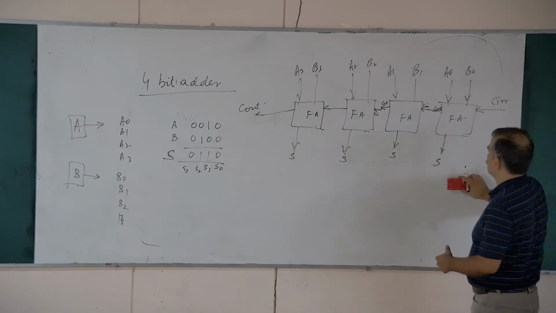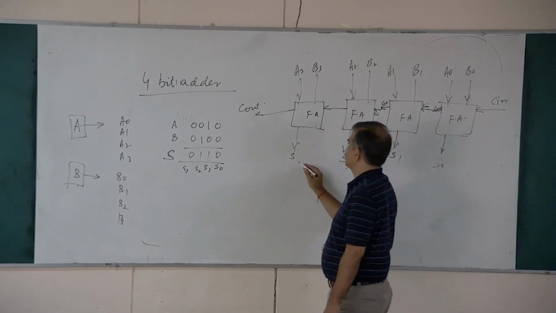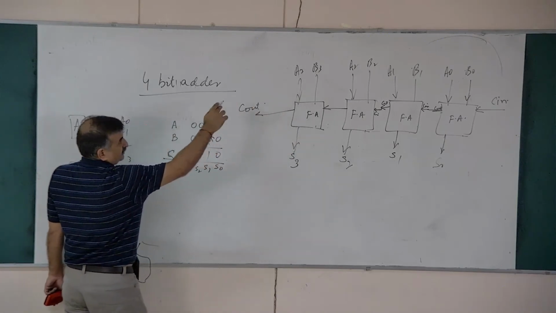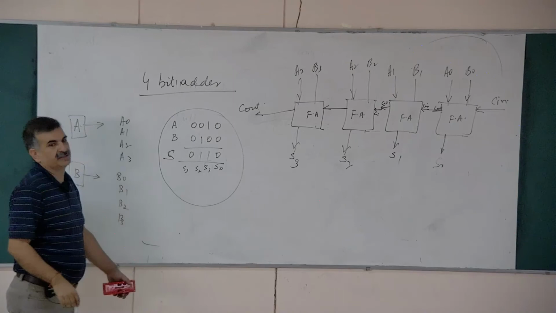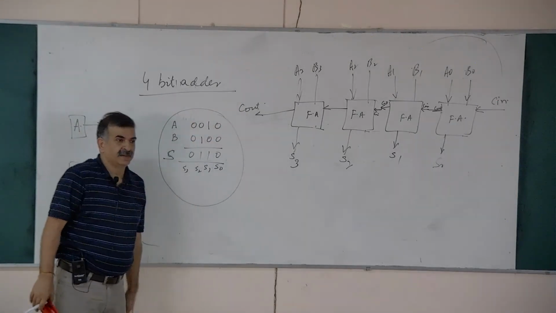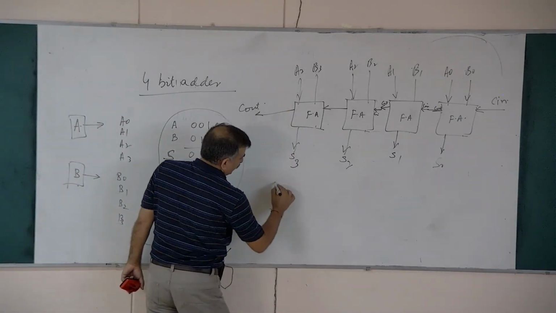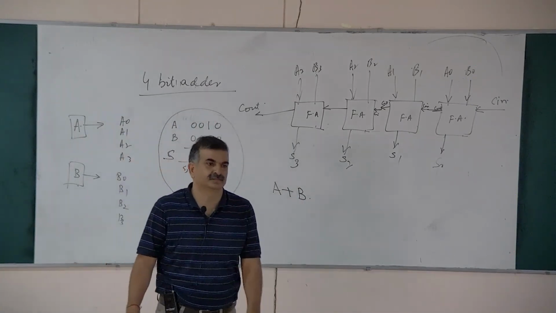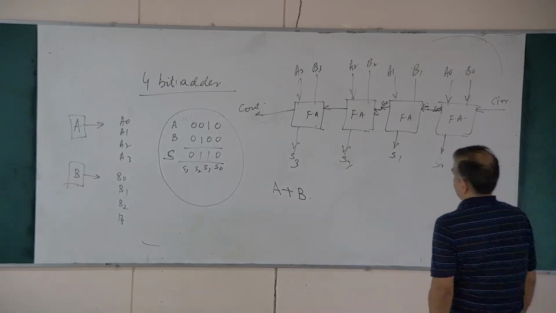So, what is this sum output? If I say this is S0, this is S1, this is S2 and this is S3. So, now this circuit is capable of performing this 4-bit addition of two registers A and B. Now, can I write down that this circuit is capable of performing A plus B? The answer is yes.